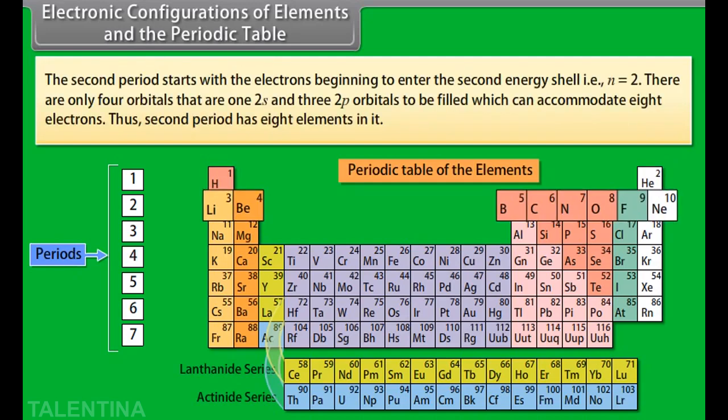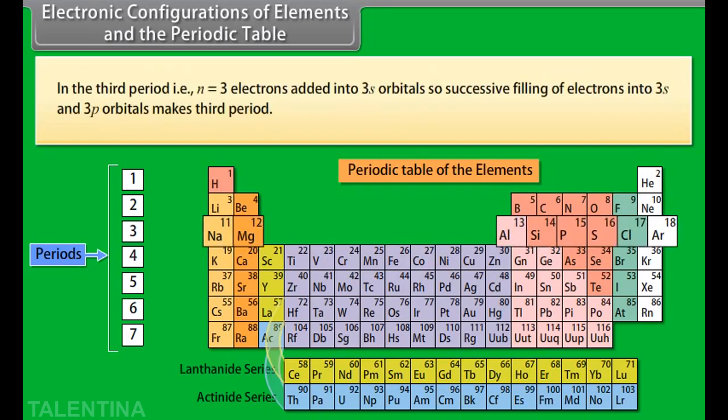The second period starts with the electrons beginning to enter the second energy shell, that is, n is equal to 2. There are only 4 orbitals, that are 1 2s and 3 2p orbitals, to be filled, which can accommodate 8 electrons. Thus, the second period has 8 elements in it. In the third period, that is, n is equal to 3, electrons are added into 3s orbitals. So, successive filling of electrons into 3s and 3p orbitals makes the third period.